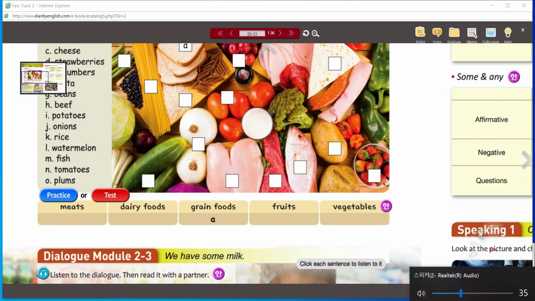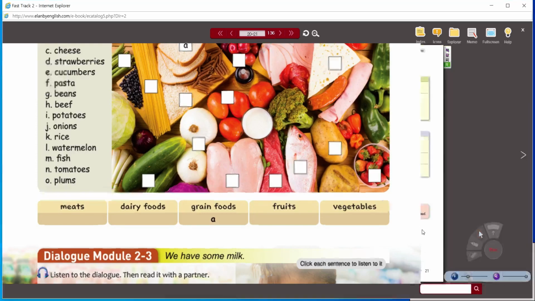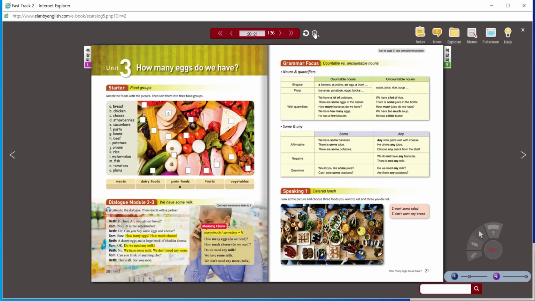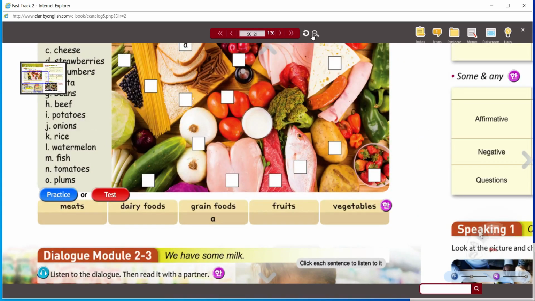Dialogue Module 3. We have some milk. Listen to the dialogue, then read it with a partner. Hi, Tom. Are you almost home? No, I'm at the supermarket. Oh, can you buy some eggs and cheese? Sure. How many eggs? How much cheese? A dozen eggs and a large brick of cheddar cheese. Okay. Do we need any milk? No, we have some milk. We don't need any more. Can you think of anything else? That's all. See you soon.